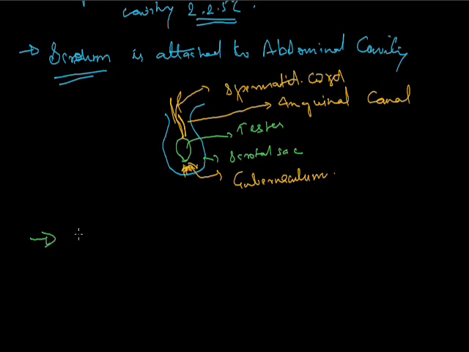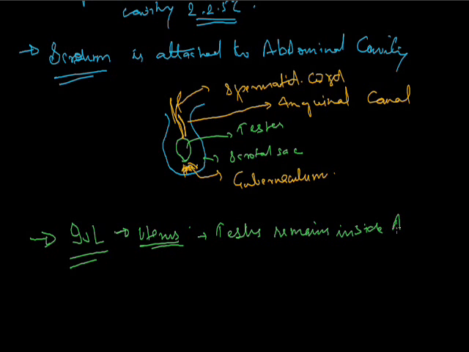Sometimes what happens during the IUL? What is the IUL? It is intrauterine life, when the male baby is present inside the uterus or inside the womb of a mother. Till that time the testis remains inside the abdominal cavity. Right from the formation of the embryo and the development of that embryo, the testes are not present outside the body, but they remain inside the body cavity or the abdominal cavity.